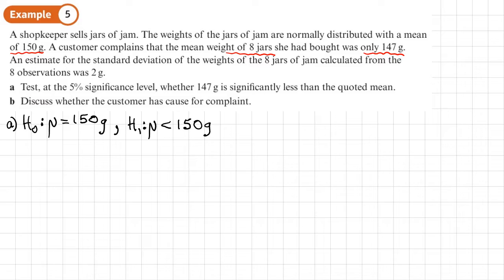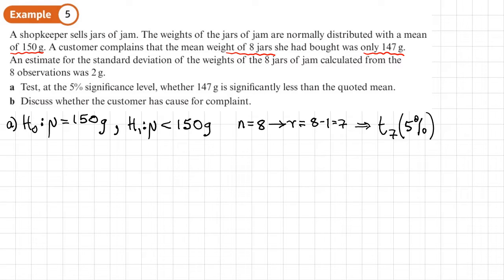This tells us that it's a single tail test, a lower tail test, and that area is going to be 5%. Now I have a sample size of 8, which means that my degrees of freedom is going to be 8 minus 1, 7, and it's going to be a t distribution that I use, and this t distribution will have 7 degrees of freedom, and the significance level is going to be 5%.